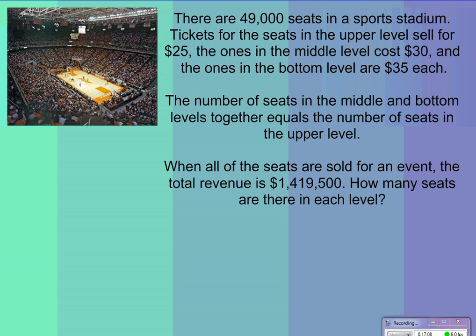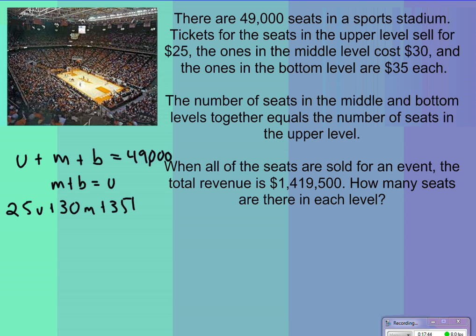So you've got upper level, middle level, bottom level. There's 49,000 seats. So then the number of seats in the middle and the bottom together equals the number of seats in the upper level. So M plus B equals U. So then you've got all the seats are sold. The total revenue is $1,419,500. So $20, $25 for the upper, $30 for the middle, $35 for the bottom. When it's all sold out, gets you this.